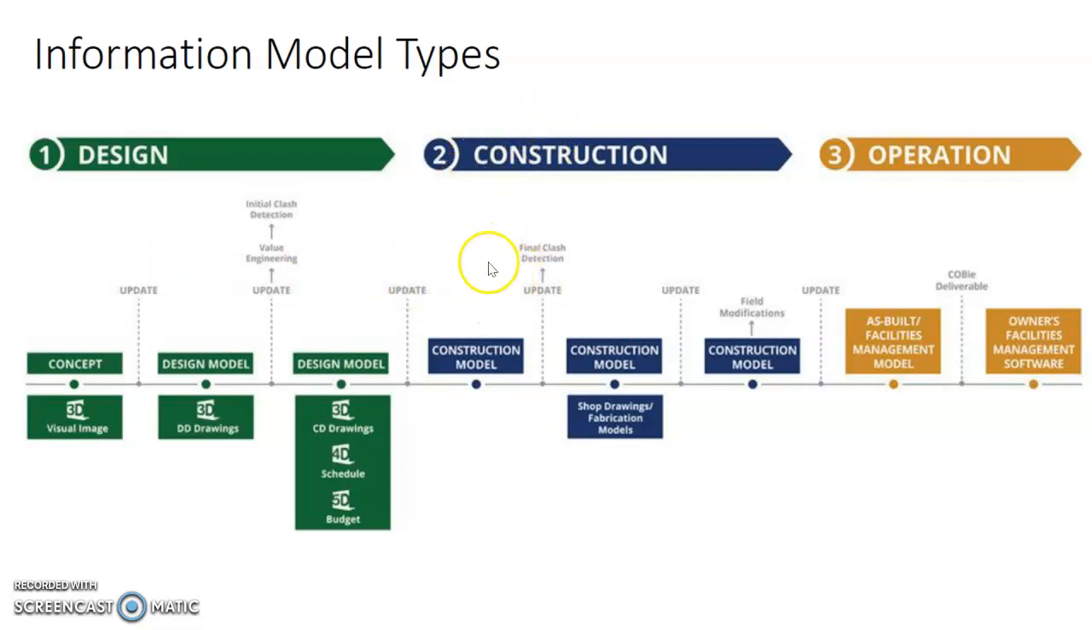Finally, during the construction phase, you will go on to develop the construction model from your design model. So by now you have more coordinated information. You will be able to do higher level clash detection, and you also need to continuously update the model. And you can start to have shop drawing and fabrication models along the way, because you will already have the information on hand. And you can also have a few modifications as required.